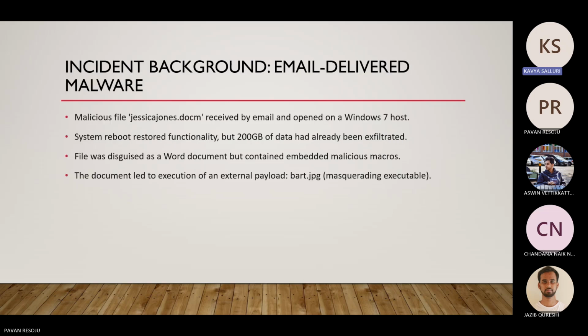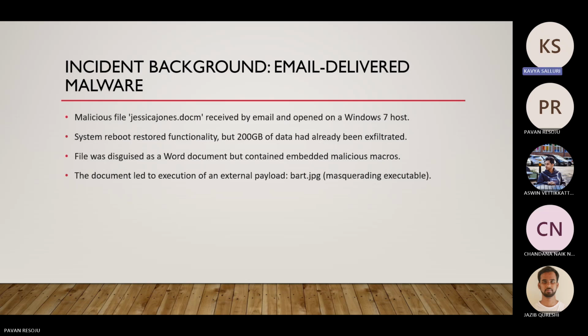Slide 2, Incident Background. The attack began when a user at Driving Solutions received and opened a Word document titled jessicajones.com, which had arrived via email. Although the system appeared to return to normal after reboot, 200 gigabytes of data had already been exfiltrated. This document was embedded with macros that acted as an entry point for a multi-stage attack chain. Our analysis began by inspecting this document and the associated payload that it downloaded.